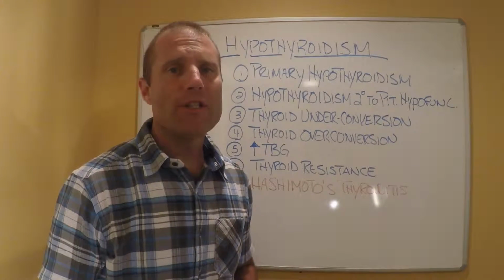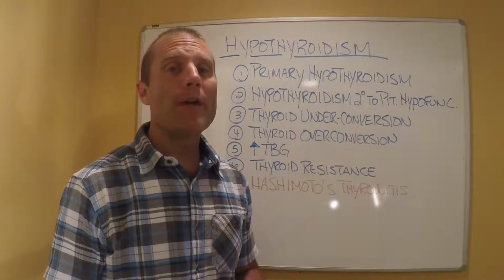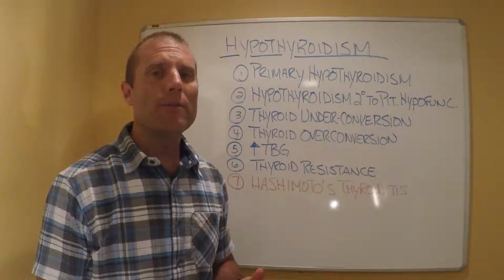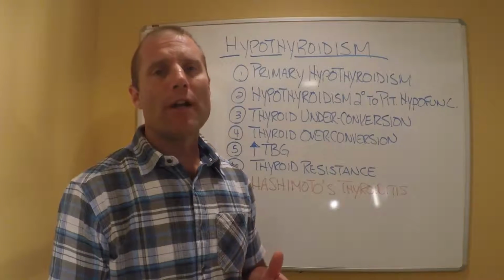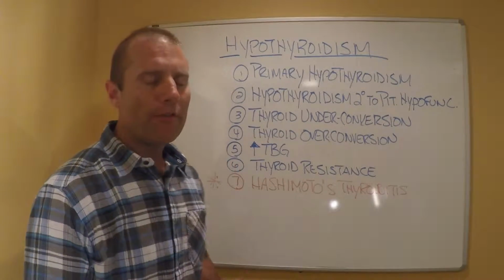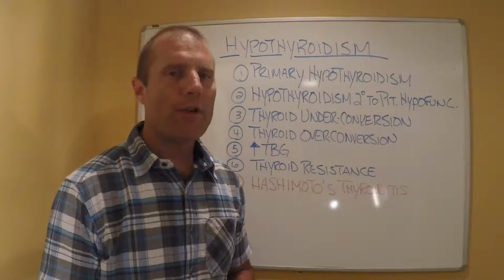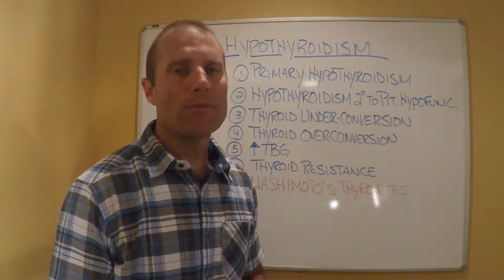We're going to continue the discussion of the patterns of hypothyroidism. We've talked about primary hypothyroidism secondary to pituitary hypofunction, thyroid underconversion, thyroid overconversion. We've talked about elevations to thyroid binding globulin as a cause of hypothyroid symptoms, and we've talked about thyroid resistance as a cause of hypothyroid symptoms.